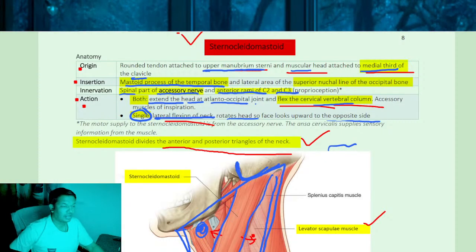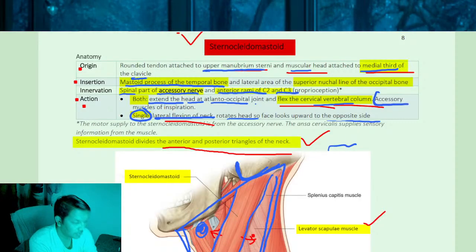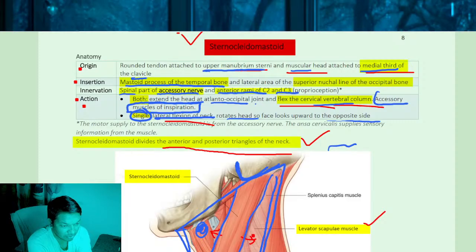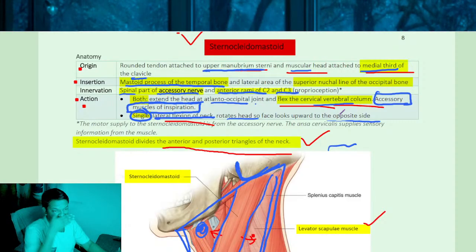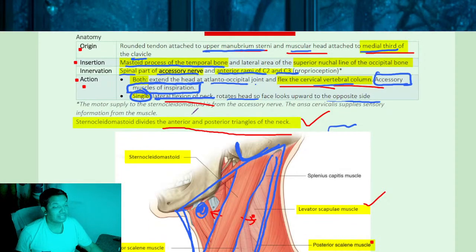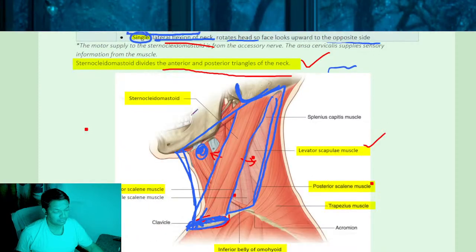And yes, I was waiting for this. This is called an accessory muscle of inspiration. This is an exam question. Accessory muscle of inspiration, not expiration. Inspiration.